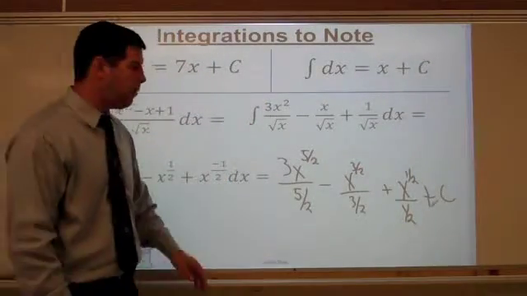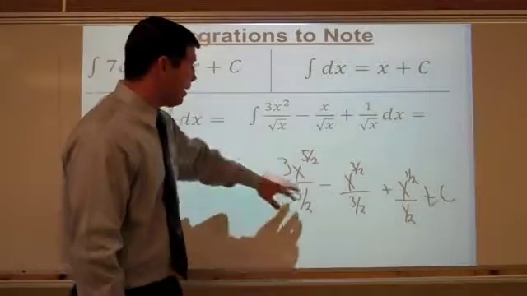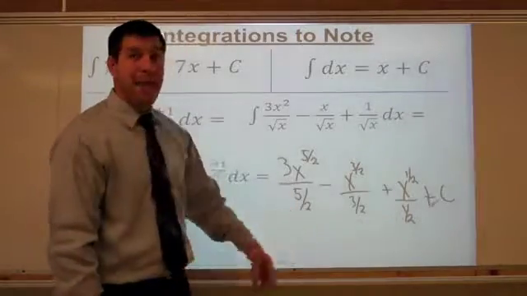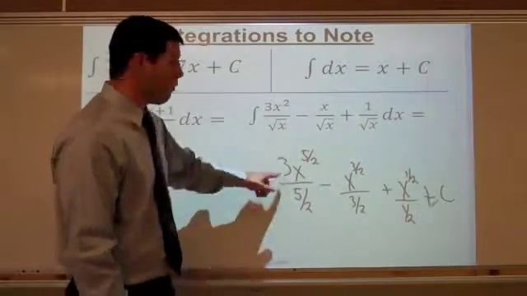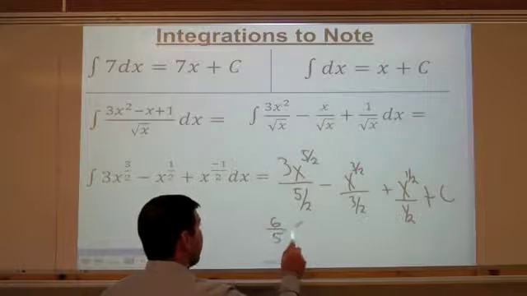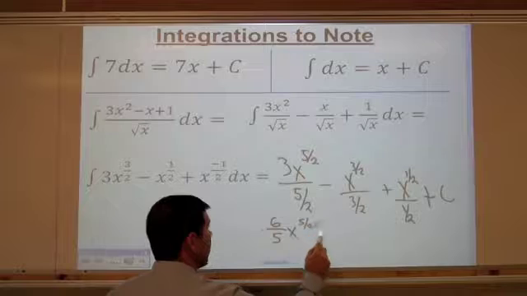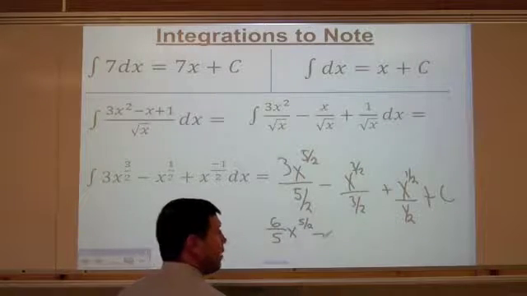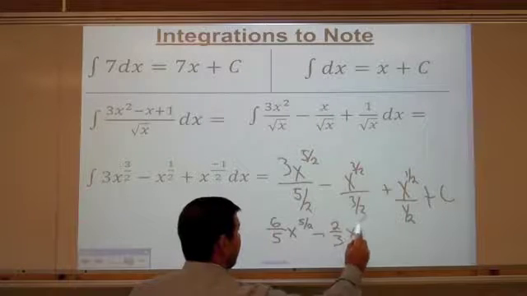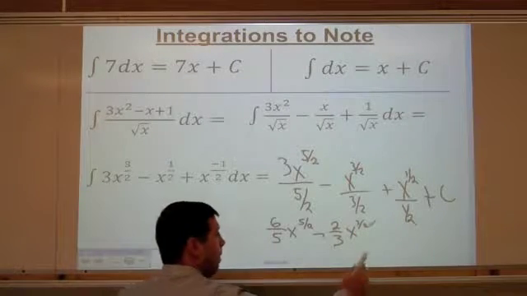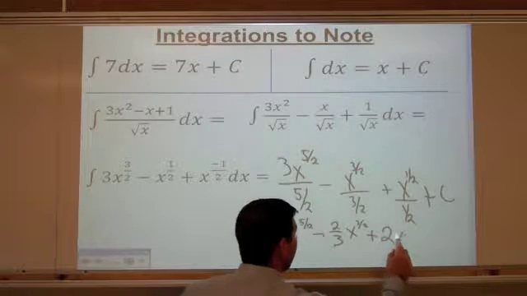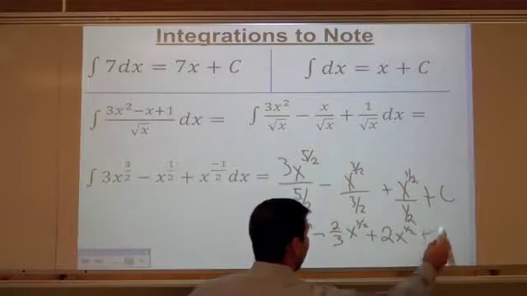That's a little slanted there, but we'll figure it out. We want to clean up these coefficients here, and then we'll be good for antiderivative. Dividing by 5 halves is like multiplying by 2/5. So 3 times 2/5 would be 6/5 x to the 5 halves, minus dividing by 3 halves, like multiplying by 2/3, so you get 2/3 x to the 3 halves, plus dividing by 1 half is like multiplying by 2, 2 x to the 1 half plus C.